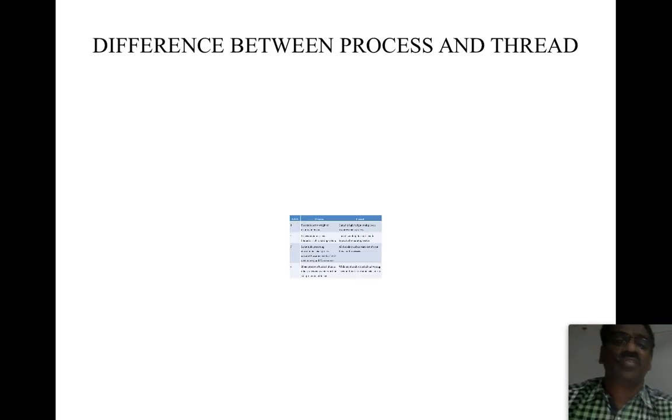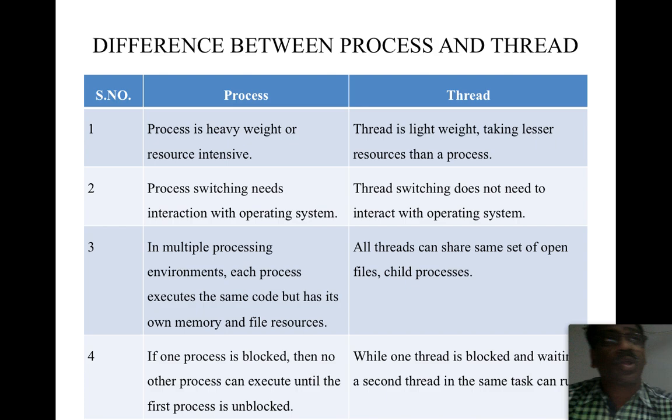Now, the difference between process and threads. A process is heavyweight, threads are lightweight. That is the first point, already explained. The next one is that in a process, the switching method is included. Thread switching will not be included.